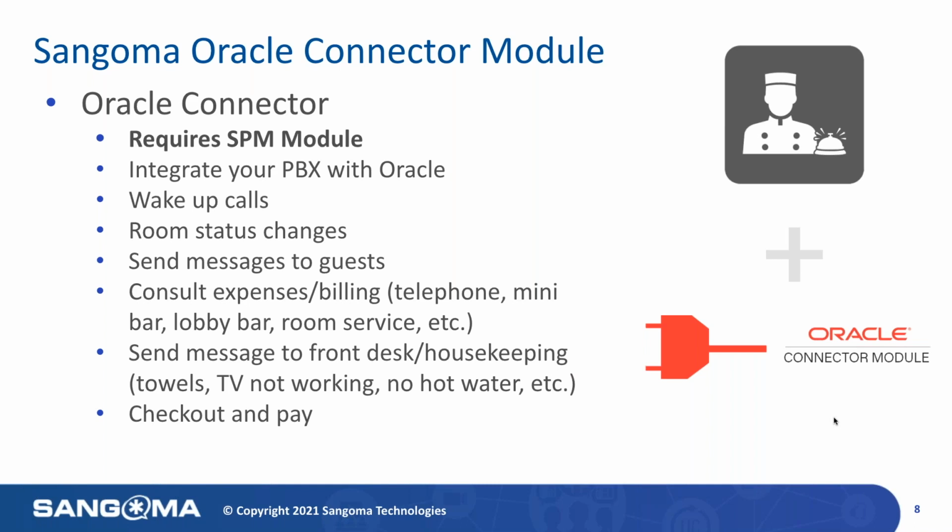It also handles consolidating expenses for the telephone, minibar, lobby bar, and room service. Believe it or not, in this day and age of most people having cell phones everywhere, the majority of hotels report that telephony expenses are still one of their largest expenses. So having a good way to allocate charges from a call accounting perspective and communicate that directly back and forth to Oracle is still a big value for a lot of hotels.